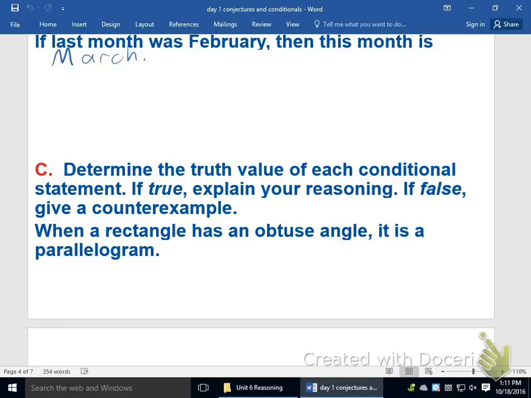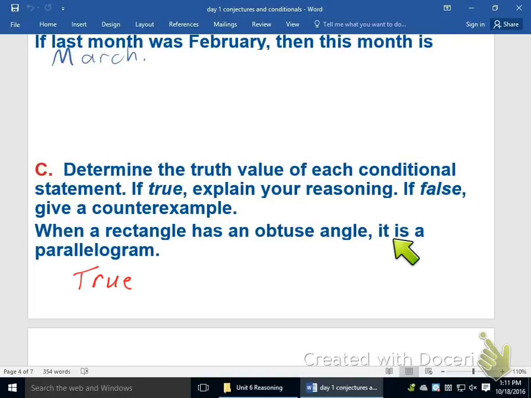This statement is actually true, and it's kind of weird what happens here, and here's the reason why. I know you might be trying to throw something at the monitor and say, you're a moron, Mr. Bumgarner, but here's what the logic is. This is my hypothesis: a rectangle has an obtuse angle. Now, I cannot find a rectangle with an obtuse angle that would meet this hypothesis. Since I can never find that, I can't tell if this statement is true or false.